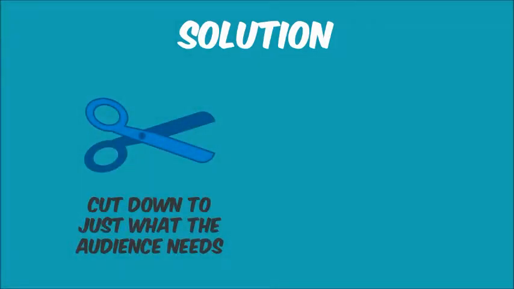First, edit the thing down to just what your audience really needs. You can usually cut a bunch of content by continually asking yourself if they already know or even care about all the content that you've provided. Cut anything that isn't important to them.